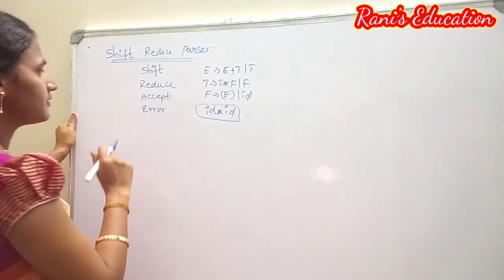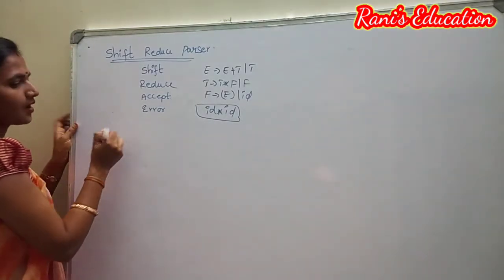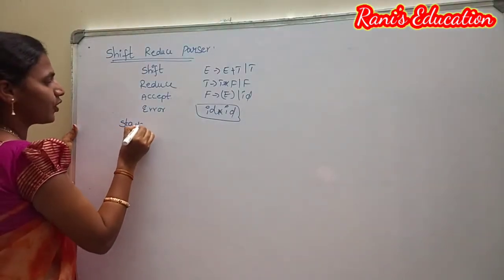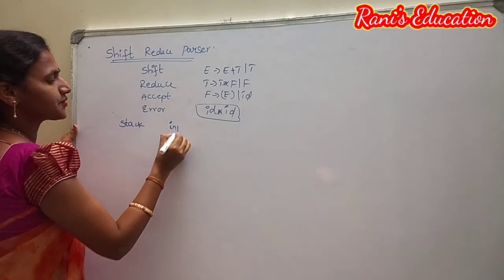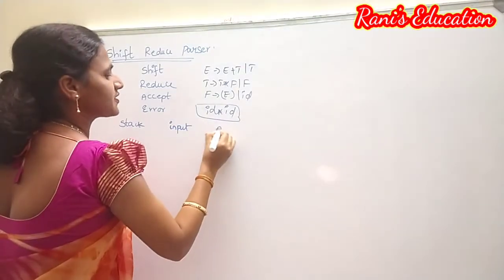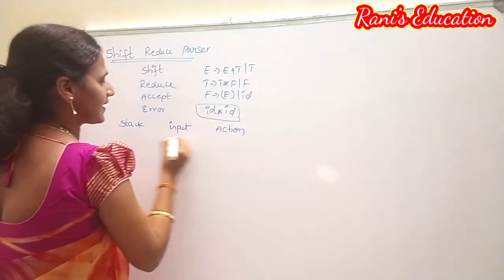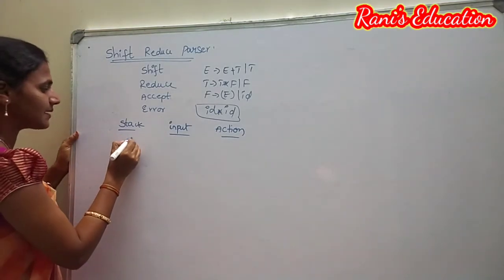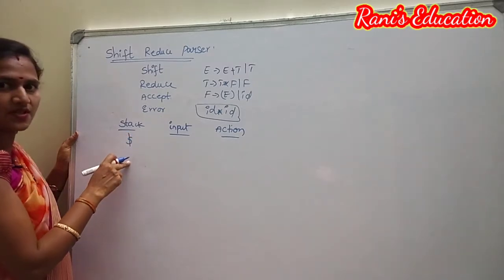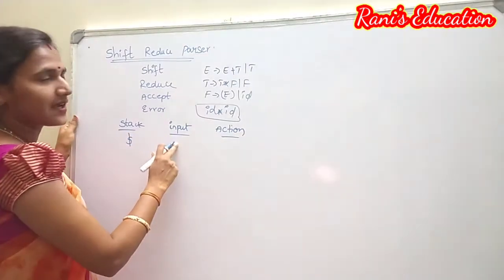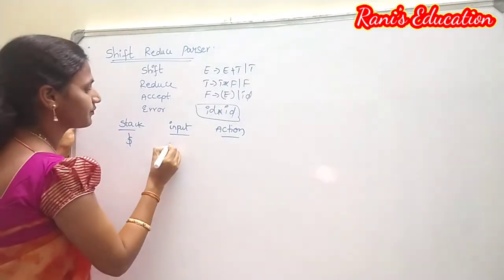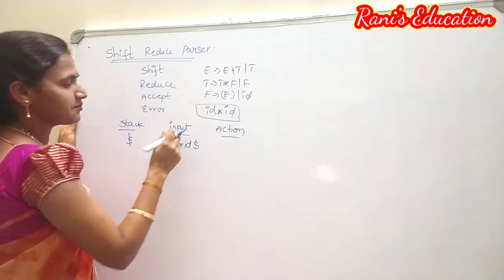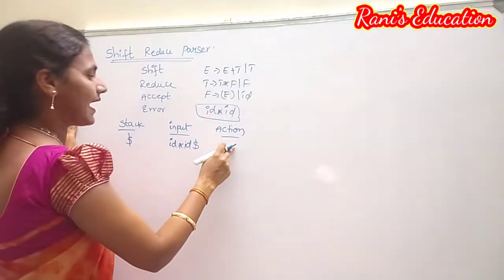So for this, first we are going to consider the stack. Initially, what does the stack contain, what about the input string, and what type of action are we going to perform in the action part? Initially the stack is empty, which is represented with dollar. The input string contains the given string, that is id star id. Here we use the right end marker dollar for the input string, and the action column.